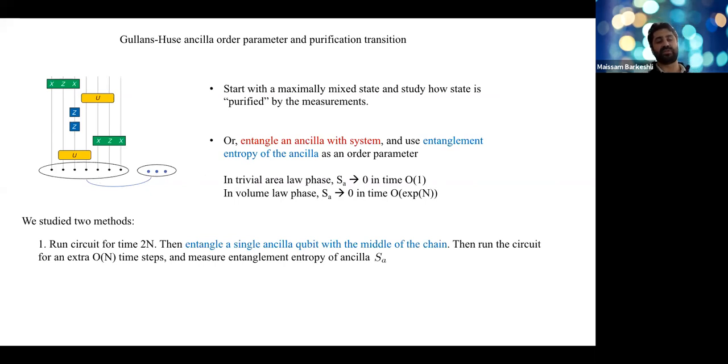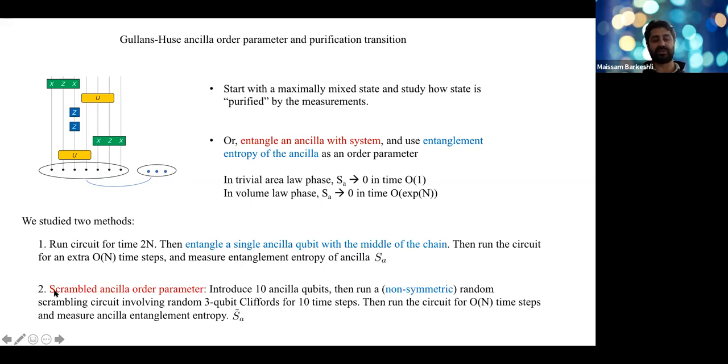So we did two different things. One thing that we did was we ran the circuit for time 2n, and then we entangled a single ancilla qubit to the middle of the chain. Then we ran the circuit for an extra n time steps, and we measured the entanglement entropy of the ancilla. This turned out to not give anything interesting.